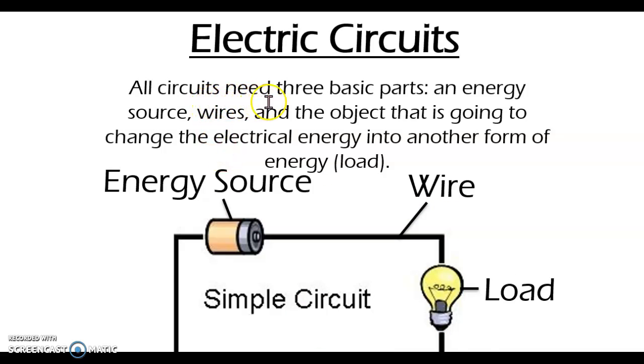All circuits need three basic parts: an energy source, which is in this case the battery, the wires, and the object that is going to change the electrical energy into another form of energy, which is the load. For example, we have here the light as the object that is going to change our electrical energy.